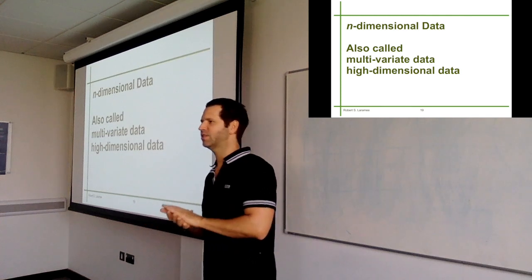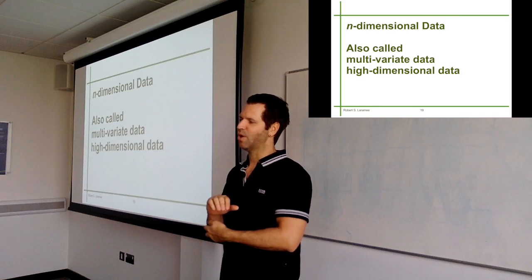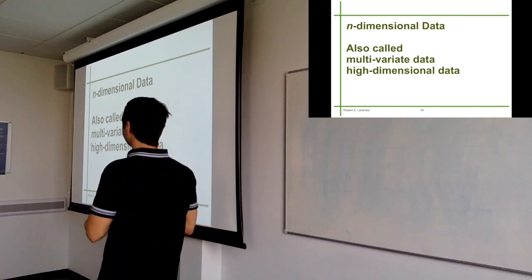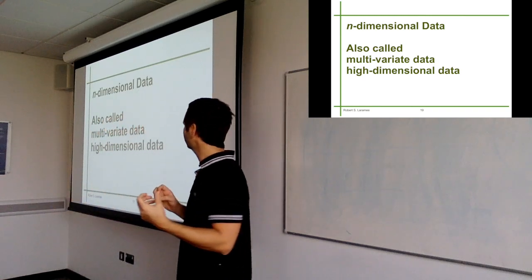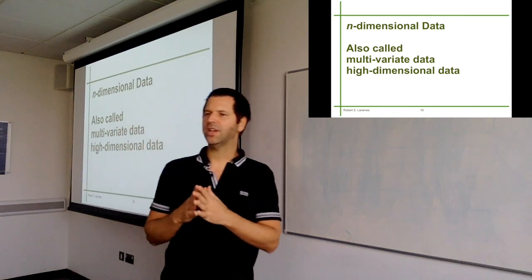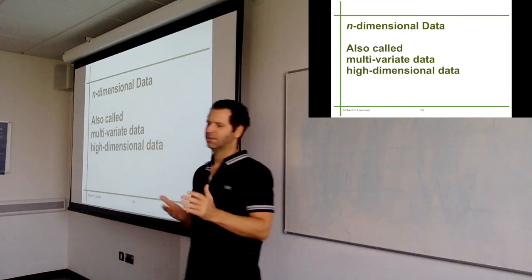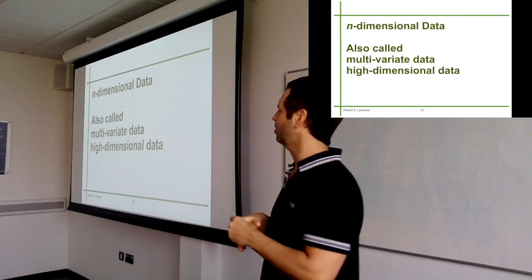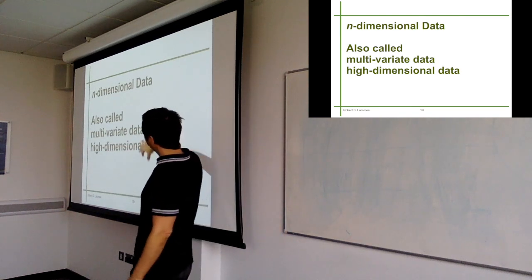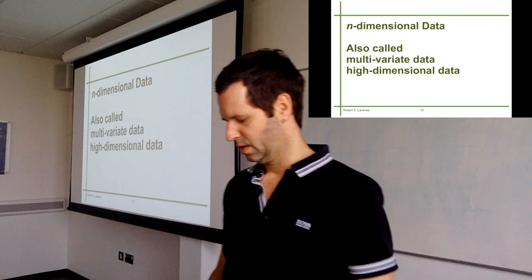So there are three phrases that really point to the same thing, just to confuse you as much as possible. These are usually used interchangeably. N-dimensional data means an arbitrary number of dimensions. There's no exact definition of multivariate data, but in my mind, I think of it as data with three or four variates and higher. High-dimensional data might be data with even more variates, for example, 10. But in practice, these phrases are used interchangeably. They're not very precise.